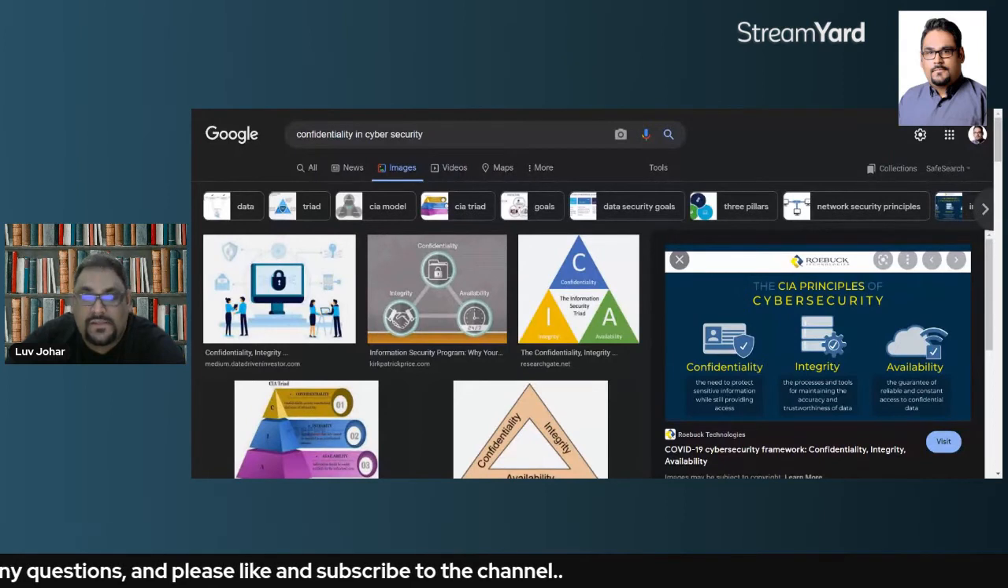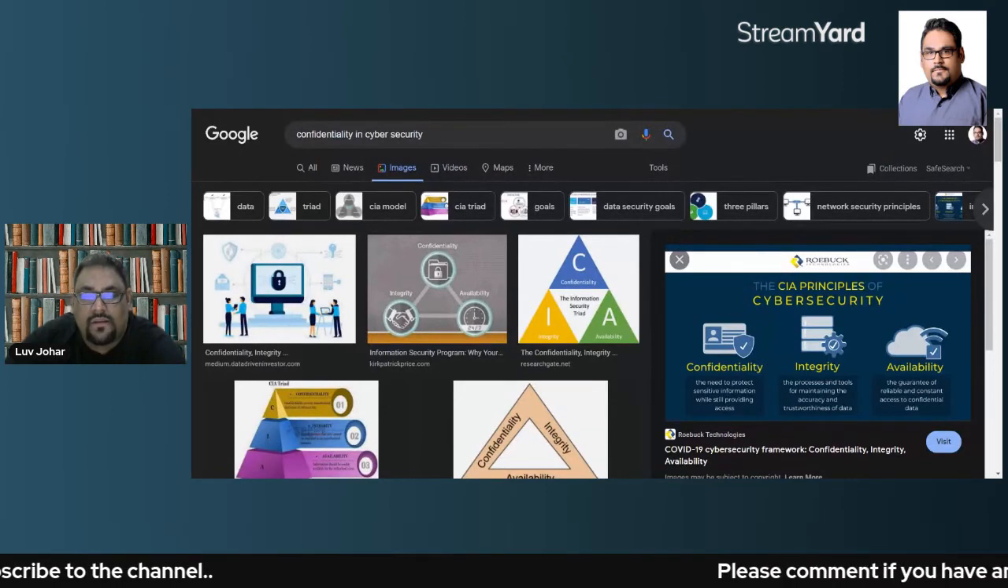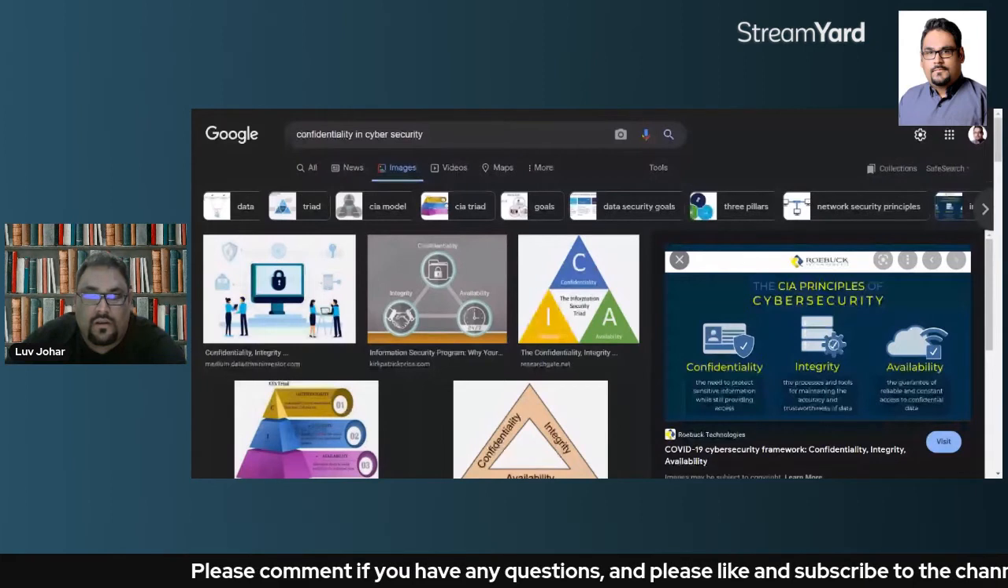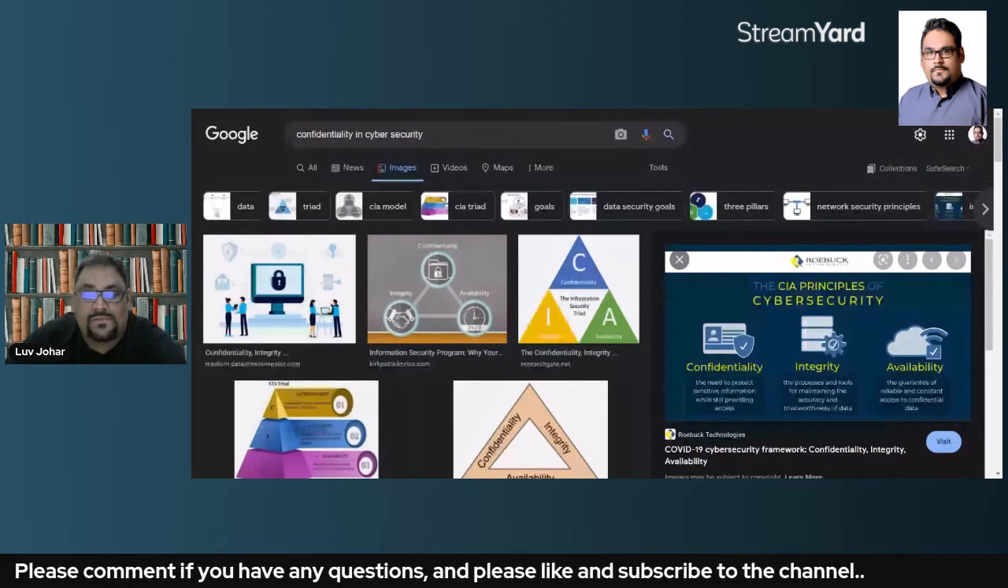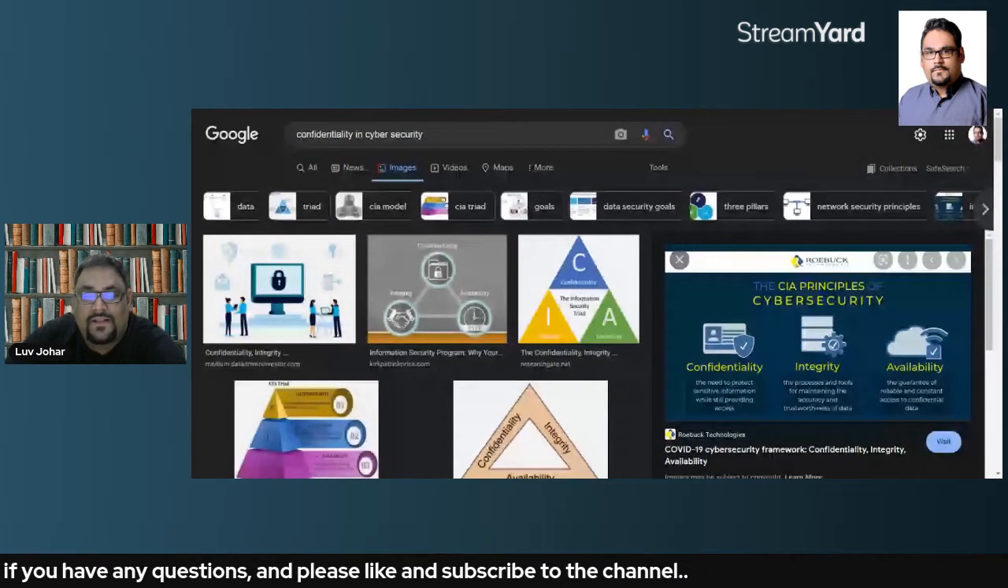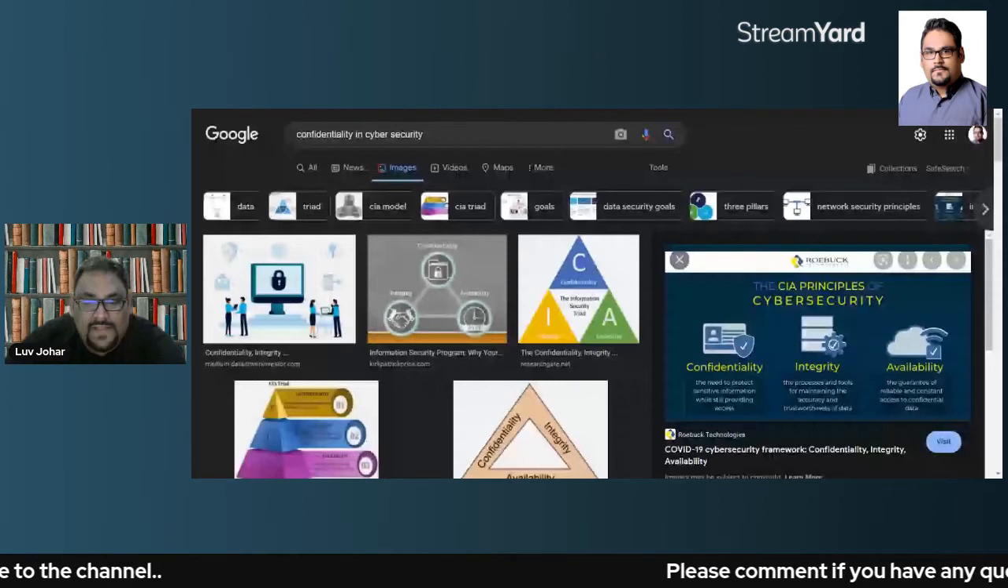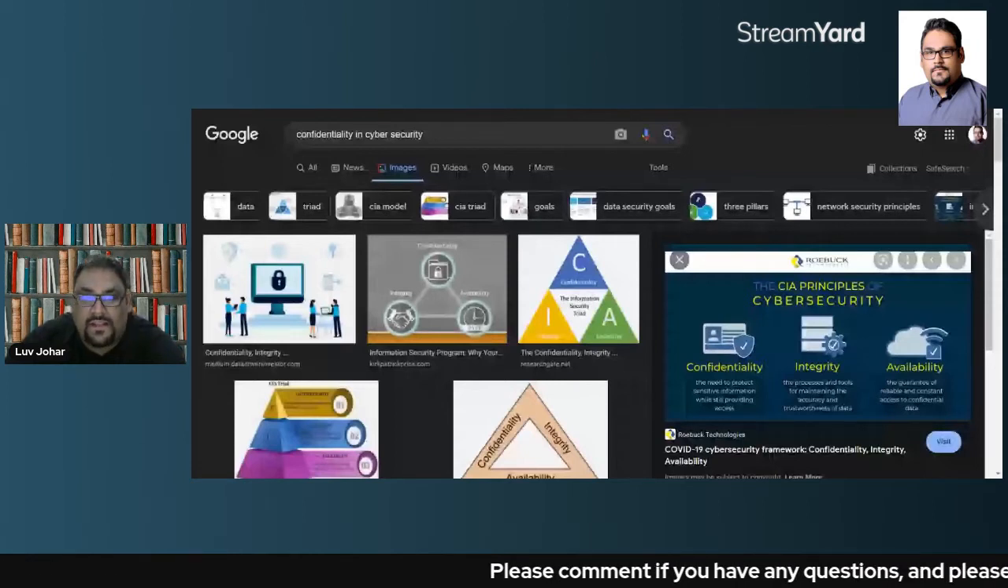Okay, so this is how you implement confidentiality. Number one is access control, and within access control you have two ways. Number one is need to know basis and role based access control, and the second one is the least privilege principle, giving the minimum level of access required, guys. This is the first thing for implementation of confidentiality. Now what is the second thing, guys? The second thing is encryption.